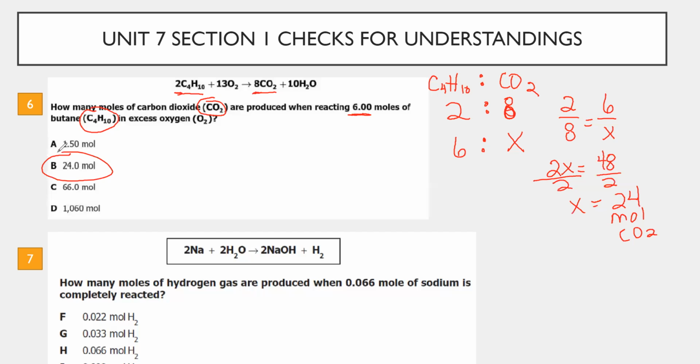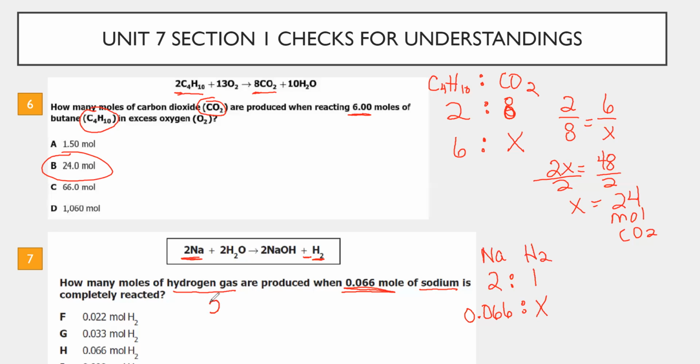Number 7, how many moles of hydrogen gas? Now we're looking at this equation. So we're looking at hydrogen gas. So there's your hydrogen, produced when you have 0.066 moles of sodium. Here's your sodium right here. So what do we have? Normally our sodium is usually 2 moles to every, there's no number in front of H2, so that's 1. So it's a 2-to-1 ratio. And they're telling us that we only have this many moles of sodium, and we're trying to figure out how much H2 we will get.